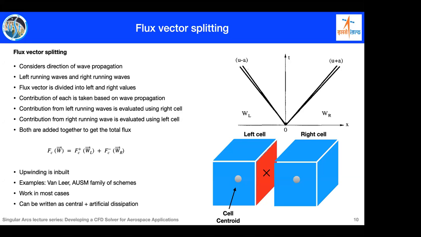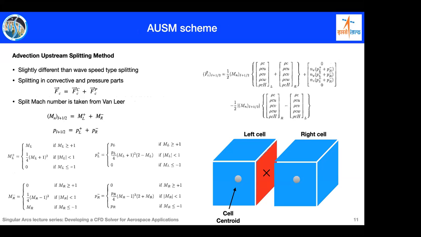So there are various examples of these schemes, such as Van Leer, or there is the AUSM family of schemes. There is AUSM, AUSM+-up, AUSM+-up2. There are so many schemes available. These schemes work in most of the cases, and they can also be written in the earlier form, central scheme plus artificial dissipation. But each of these schemes has different applicabilities. Some schemes work for low Mach number flows, some schemes work for high Mach number flows. So those also we need to consider.